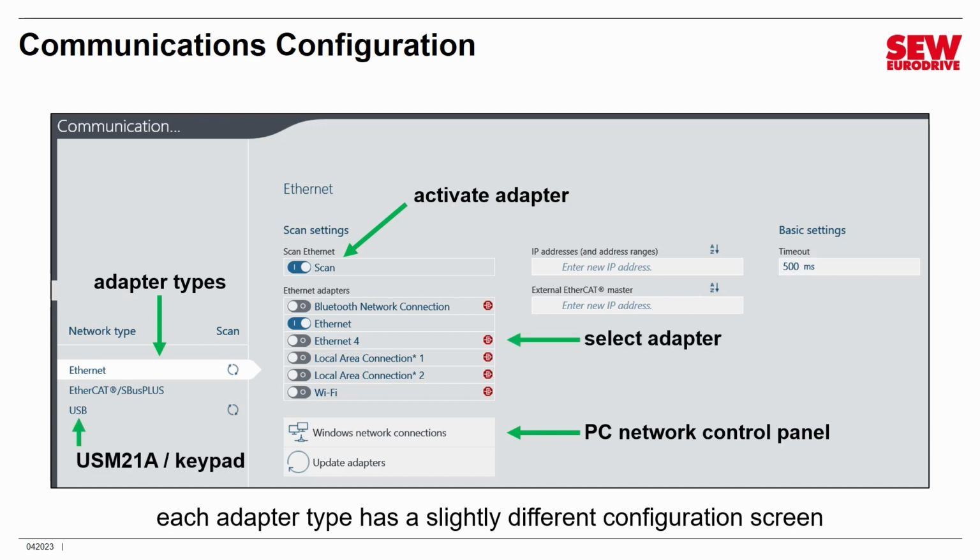If you're using the USM21A or the keypad, though, pick USB. That is what we're using for the labs in this class. So that's the one you'll be using all the time. Pick that and you're pretty much good to go. USB is pretty much just turn it on and use it. Ethernet's a little more complicated.